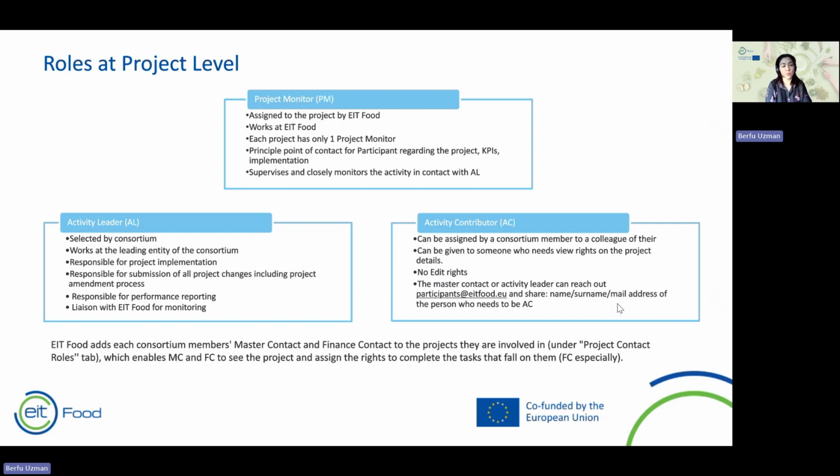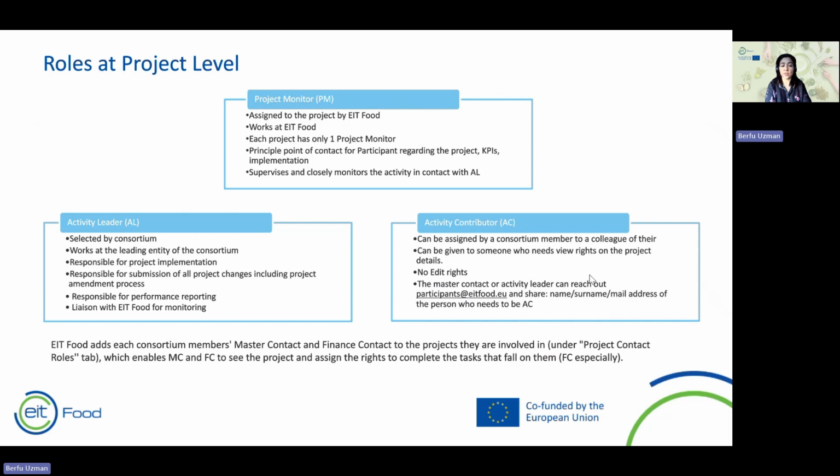This person is the principal point of contact for participants regarding the project, KPIs, and implementation. So any question that you may have about your projects, you can always reach them, as this person supervises and closely monitors the activity in contact with the activity leader of the project. Having said that, who is an activity leader? This person is selected by the consortium. As you know, we have consortium members in your consortia, and then there is a leading entity, a leader. And the activity leader needs to be from this leading entity in your consortium.